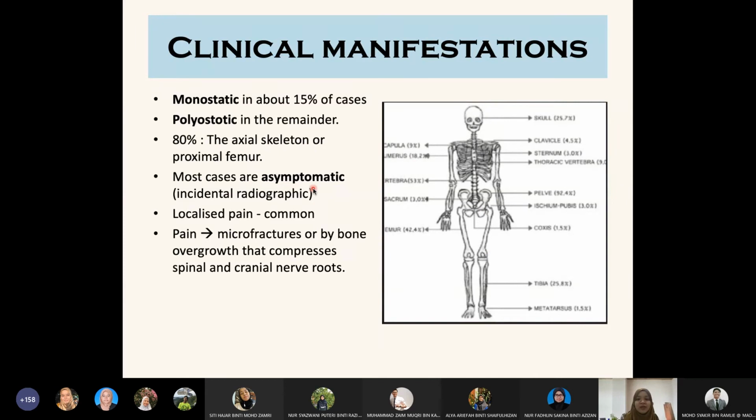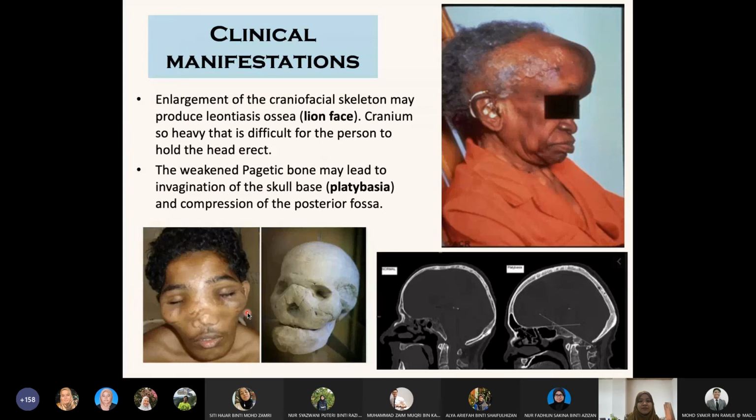And most cases, like osteoporosis, Paget also will be asymptomatic. Sometimes it is an incidental finding during radiographic examinations for other purposes. And then they can have localized pain. It is quite common, and the pain is actually due to microfracture, or by bone overgrowth that compresses the spinal or the cranial nerve roots. Okay, so these are the clinical manifestations of Paget.